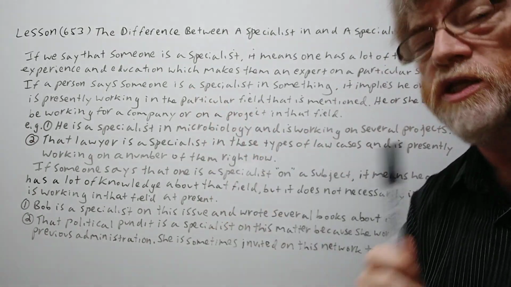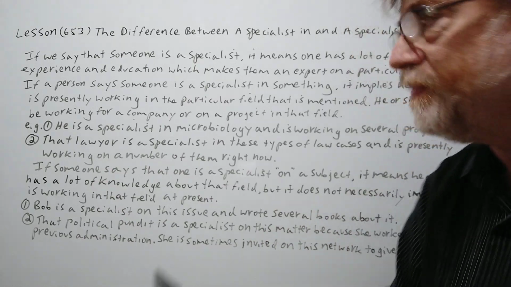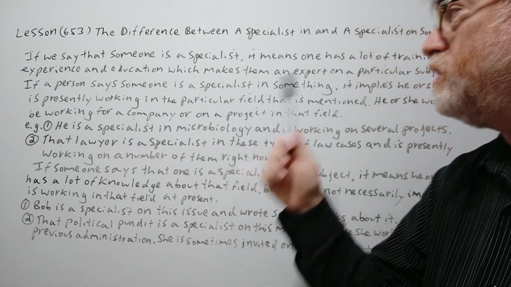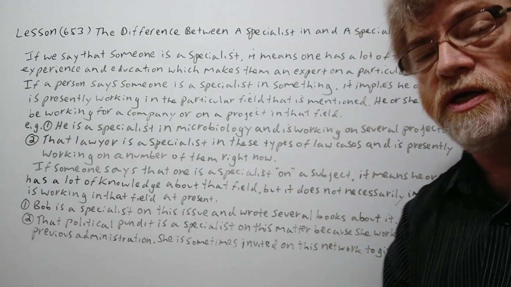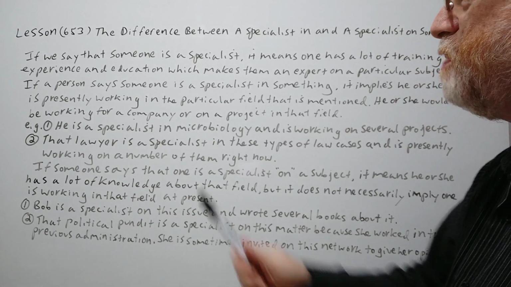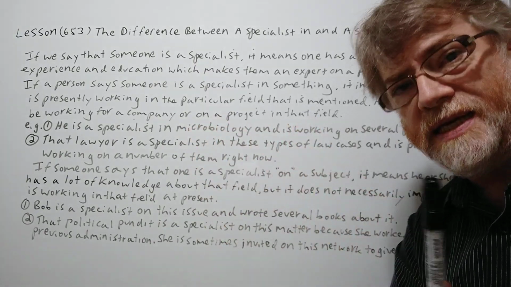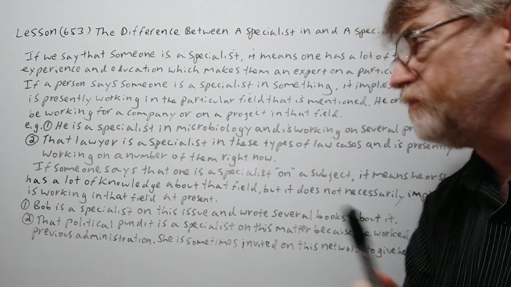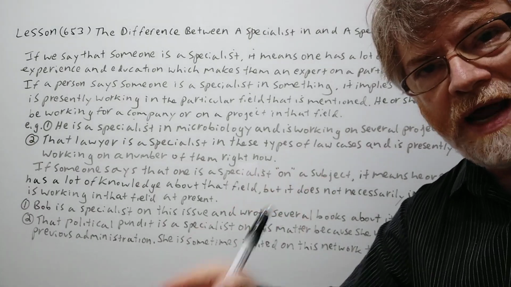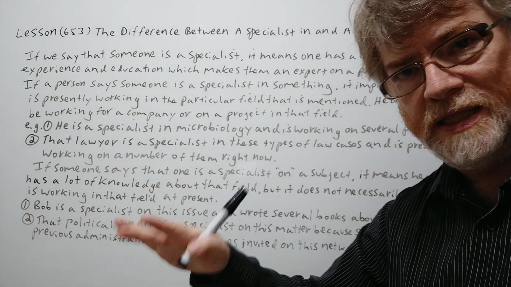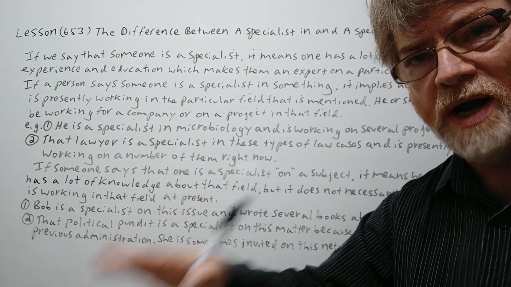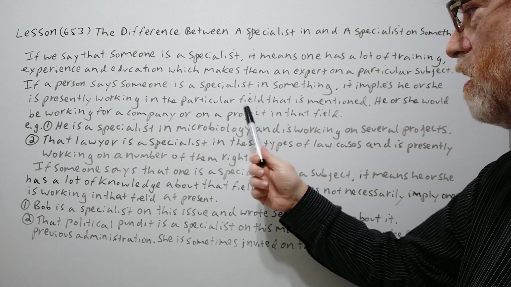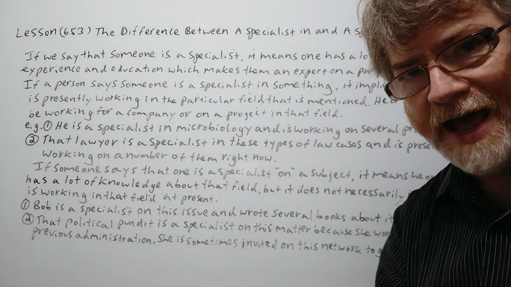If we say that someone is a specialist, all right, here's a specialist by itself. It means one has a lot of training, experience, and education, which makes them an expert on a particular subject. All right, let's continue. If a person says someone is a specialist in something, it implies he or she is presently working in a particular field that is mentioned. So right now, at this time, he's working in this field. He has some job or project in this field. So he or she would be working for a company or on a project in that field at this time.